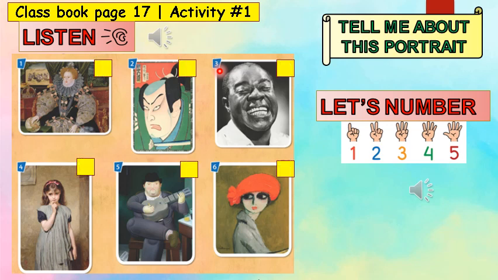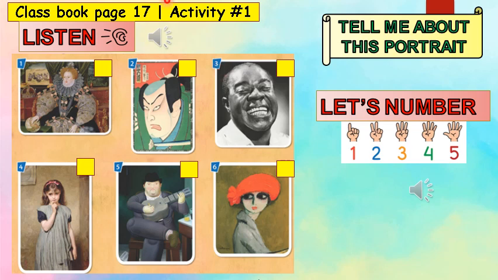Listening 1.27. Listen and say which portrait. Tell me about this portrait. It's a painting. It's a woman. She's got a red hat. Is she happy? I don't know. I think she's serious.